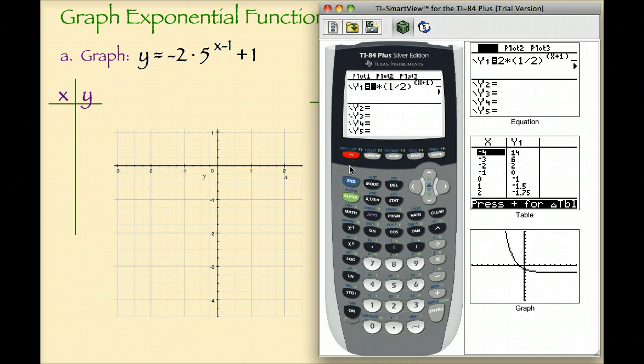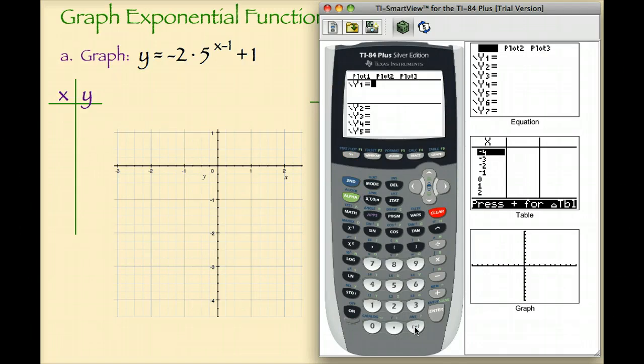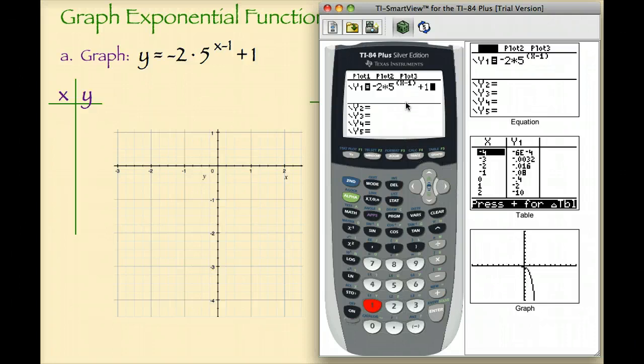Now when we go to the y equals menu, let's be careful when we enter this function to make sure that we do not make a syntax error. This is -2 times our base is 5. And we're raising it to an expression x minus 1, so make sure you put that in parentheses. Then plus 1, which of course is our vertical shift, and this is our graph. -2 times 5 to the x minus 1 plus 1.